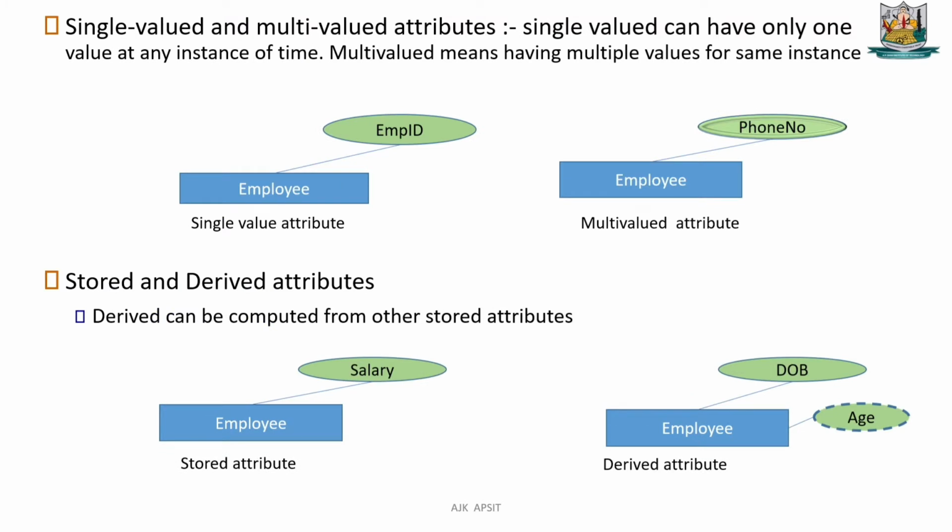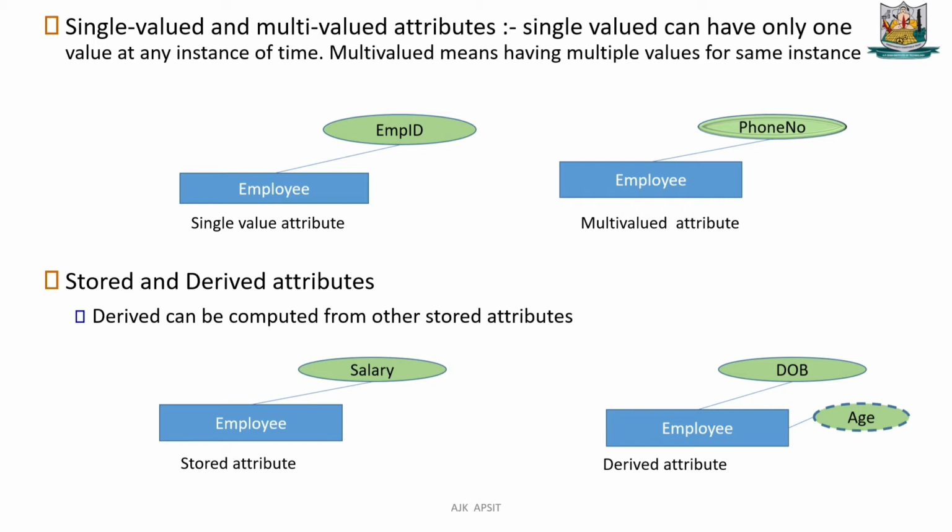The next types of attributes are the single-value and the multi-value attributes. An attribute that can have only a single value for each instance of the entity set is called a single-value attribute. The multi-value attribute means the attribute may have multiple values for the same instance of the entity. Like in the given example, a single instance of the employee may have multiple values of the phone number. So the phone number is a multi-value attribute here.